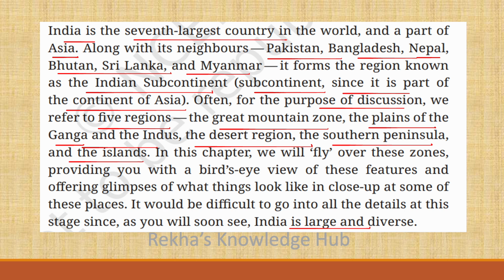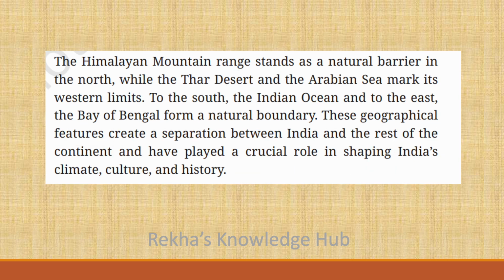The Himalayan mountain range stands as a natural barrier in the north, while the Thar Desert and the Arabian Sea mark its western limits. The Himalayan mountain range stands as a natural barrier in the north, that is, a giant wall of mountains in the north of India, while the Thar Desert and the Arabian Sea mark its western limits.